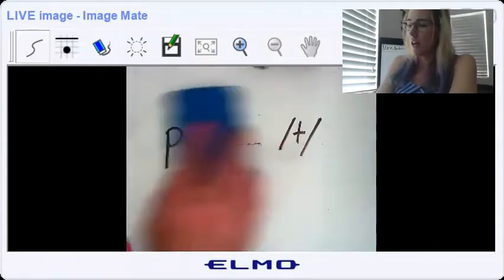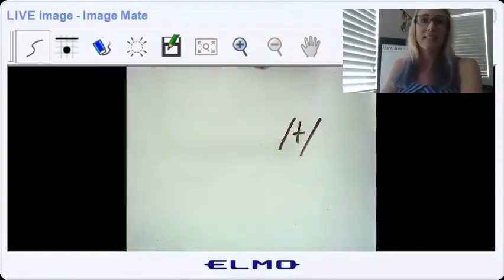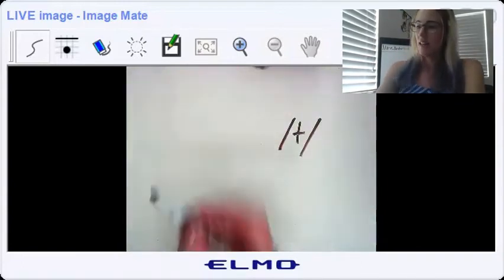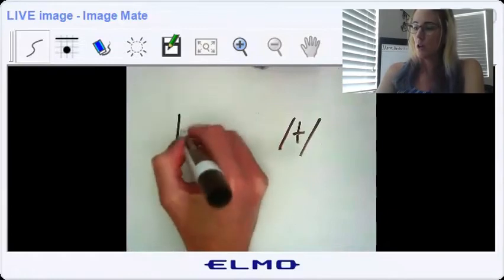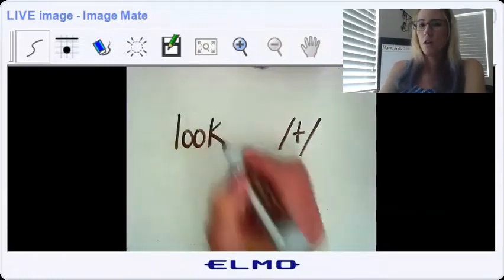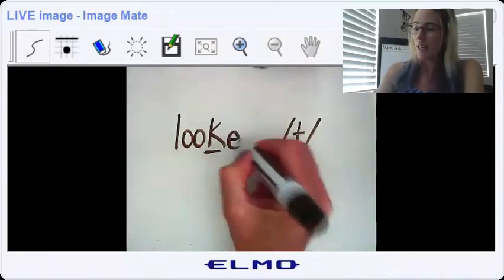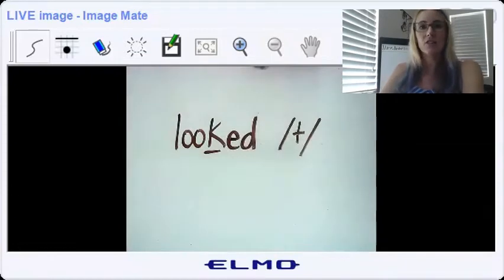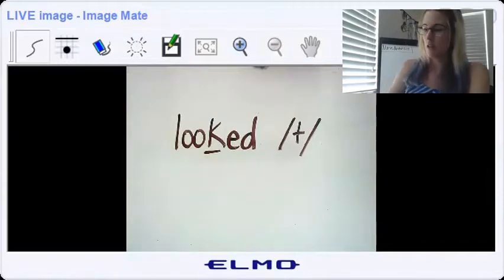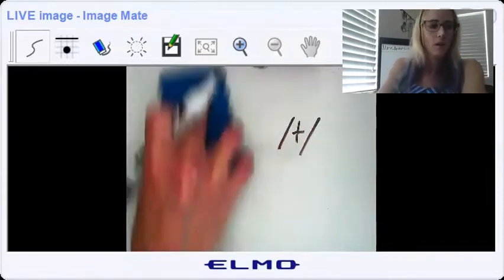Now let's look at another word from your story that has the ed ending. Okay, so here's the word look. Notice it has the same sound that pick had at the end of the word. So when I add ed, the ed is still going to sound like a t, looked. Go ahead and say the word. Good. Let's try another one.